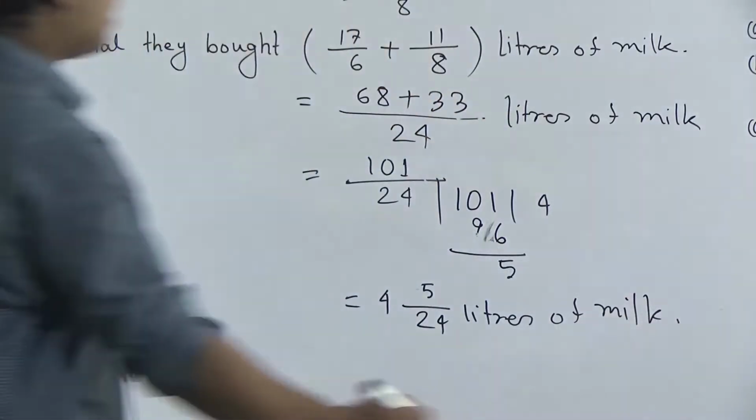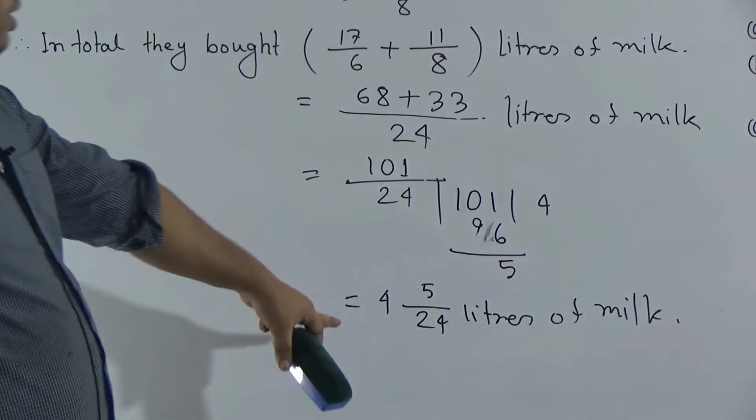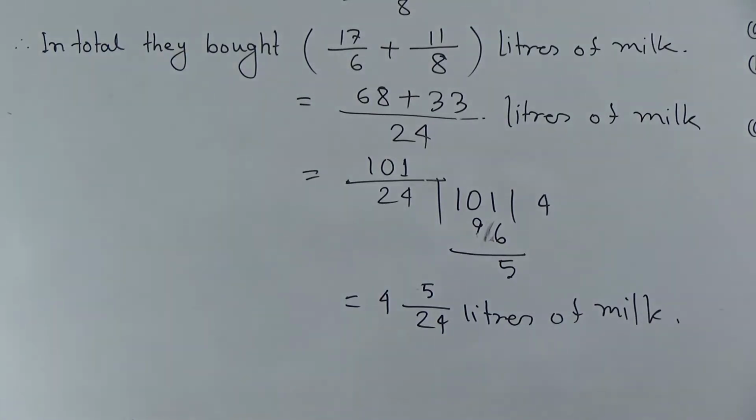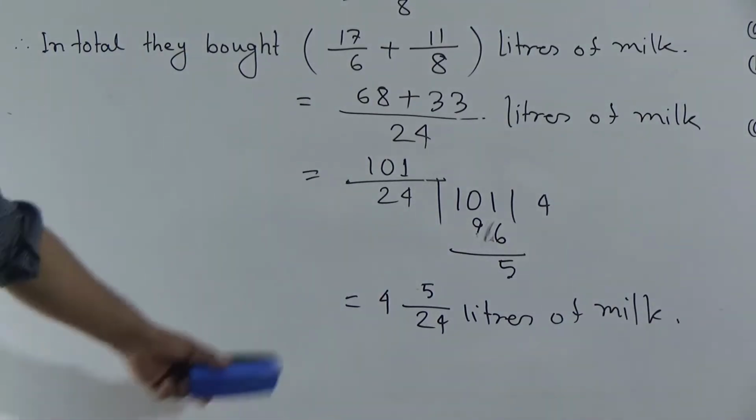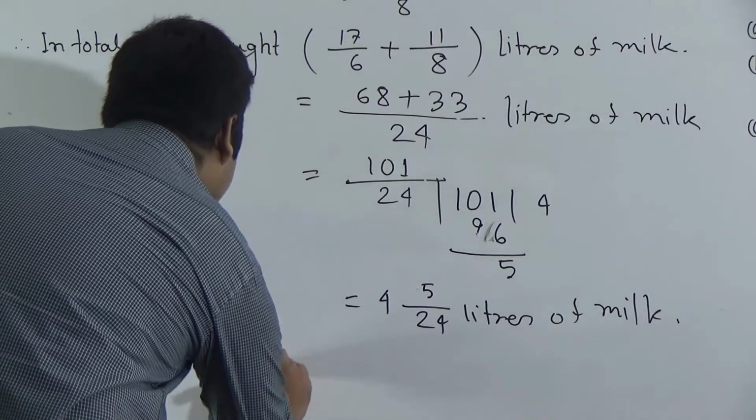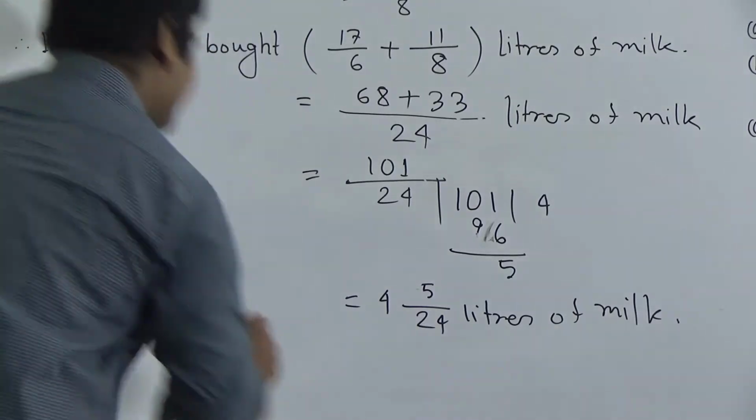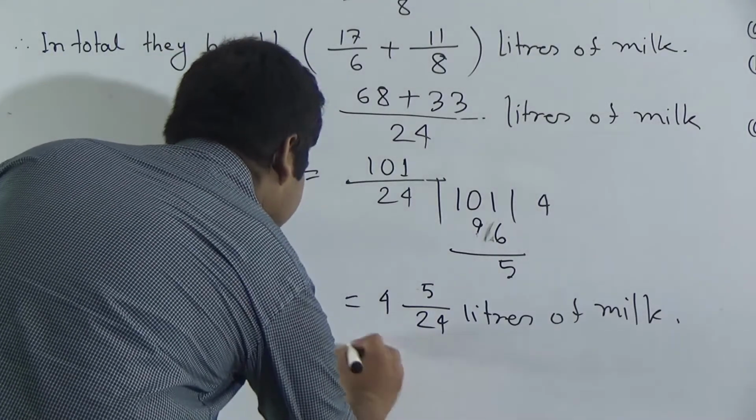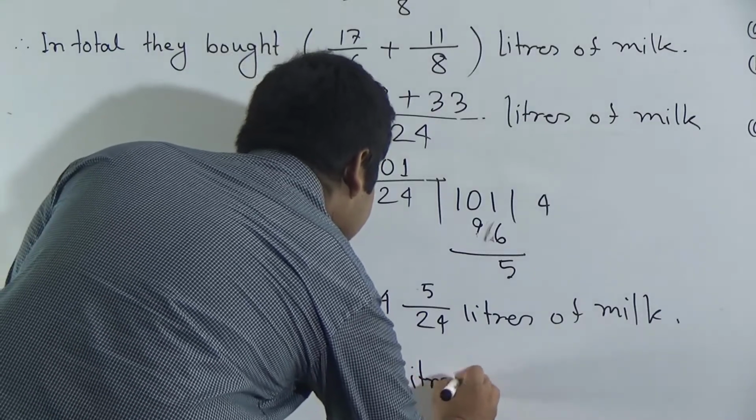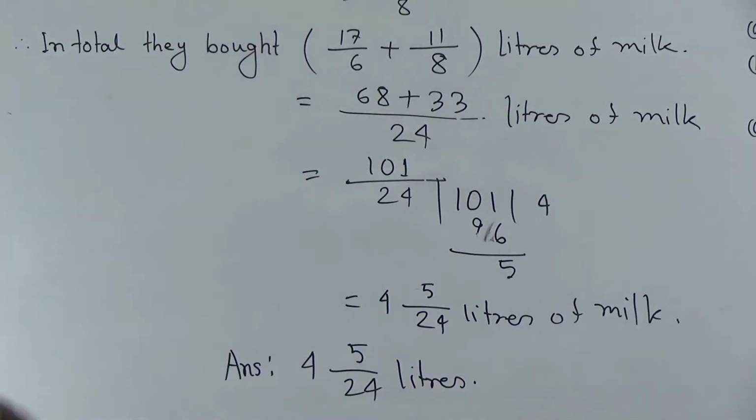My dear students, in total they bought 4 into 5 by 24 liters of milk. I hope you have understood, and it is the answer. As we have already done our maths, so we write answer 4 into 5 by 24 liters. I hope you have understood. This is question number A. Okay. Next we shall solve question number B.